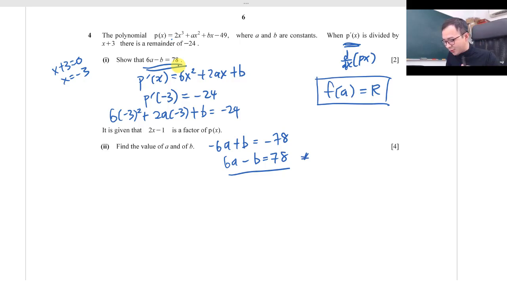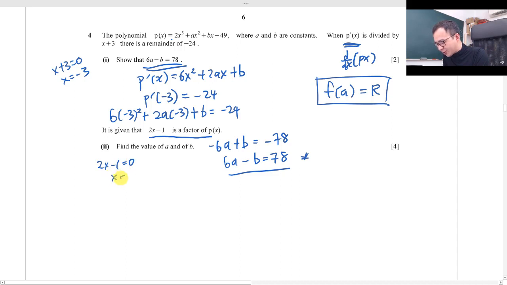And then the question asks you to find the value of a and b. So what we can do is, we need one more equation. Luckily, we have this information. They say 2x minus 1 is a factor of P(x). So I want to know what x value I should substitute.